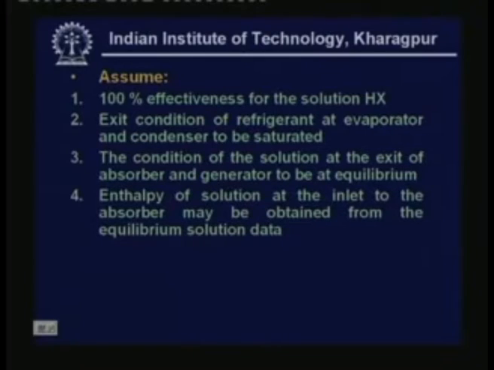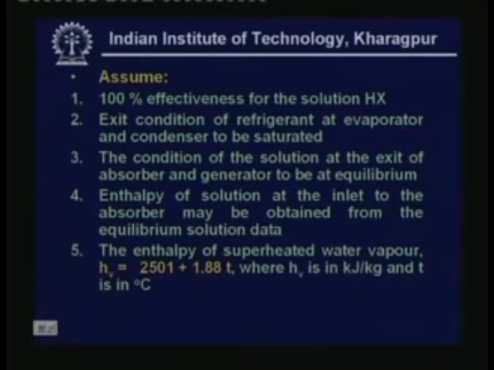And enthalpy of solution at the inlet to the absorber may be obtained from the equilibrium solution data. That means for obtaining the enthalpies of these 3 points, that is at the exit of absorber and generator and also at the inlet to the absorber, can be obtained from the equilibrium HTX data. That is what it means. And the enthalpy of superheated water vapor can be obtained from this equation HV is equal to 2501 plus 1.88 T, where HV is in kilojoule per kg and T is in degree centigrade.